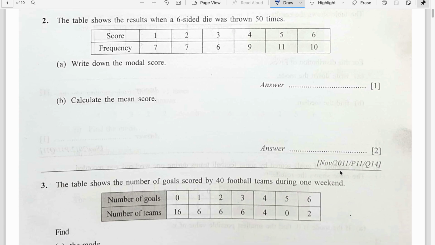I'm quickly going through these questions. These are past paper questions. The table shows the results when a 6-sided die is thrown. Write down the modal score. So again we look at the highest frequency. So the modal score is 5.